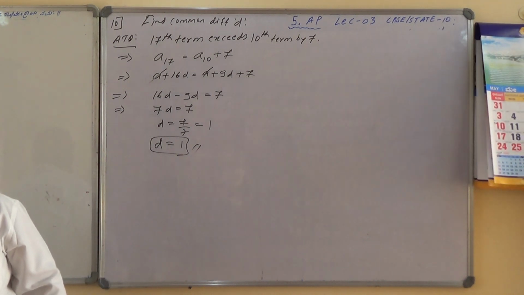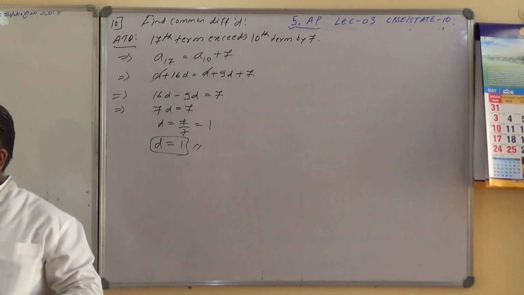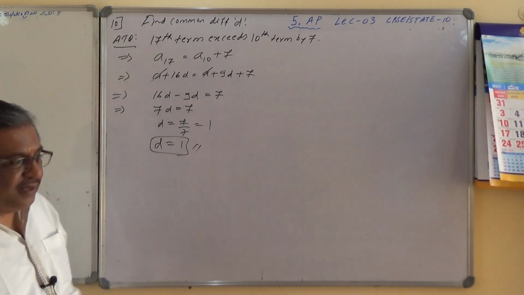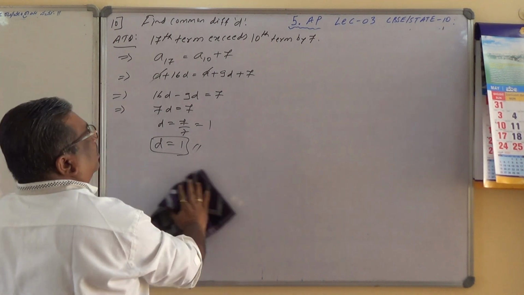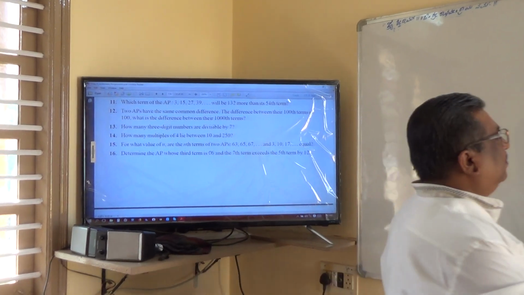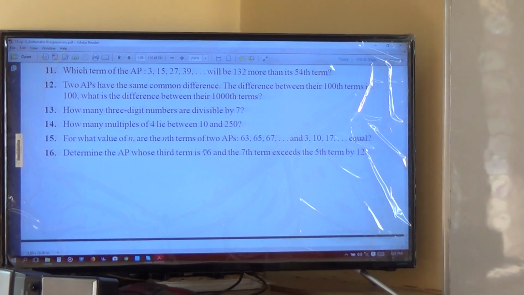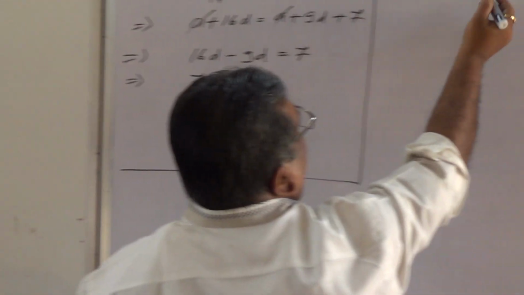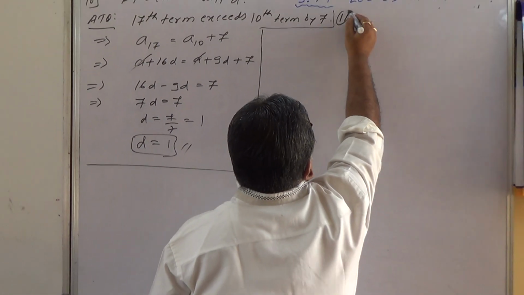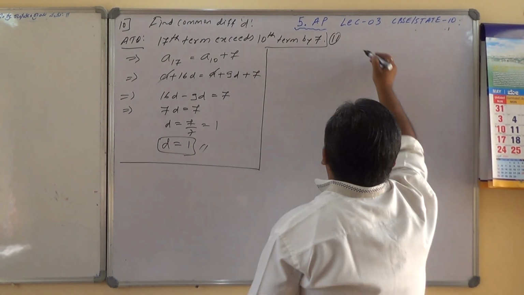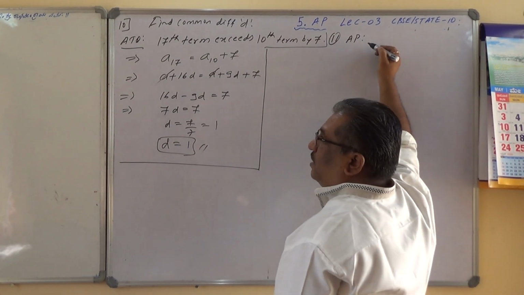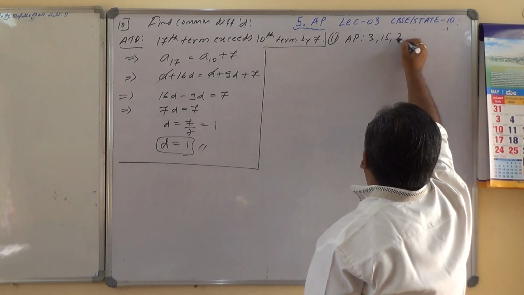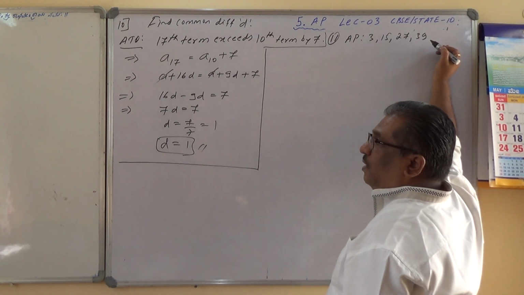So now we go to the 11th question. 11th question: which term of AP will be 132 more than 54th term? Okay, so 11th I will solve. Meantime, you can have a look at the question. I'll solve here. What is the question? AP is given as 3, 15, 27, 39, dot.